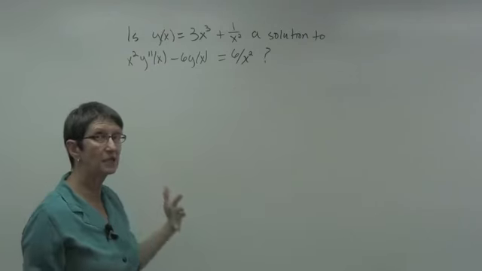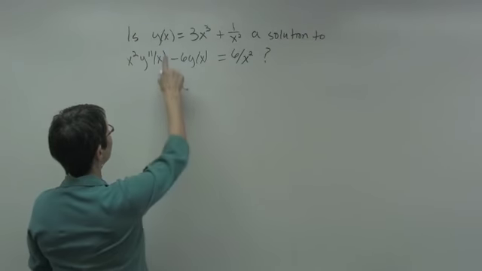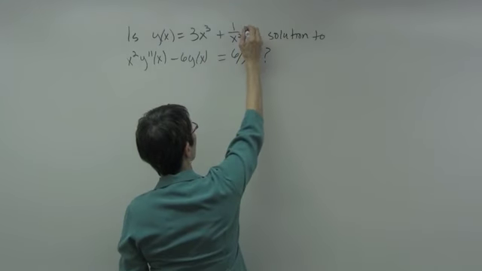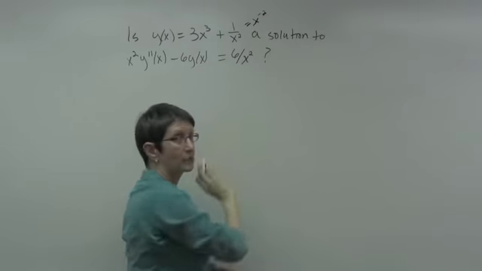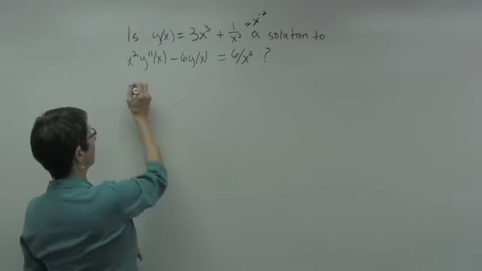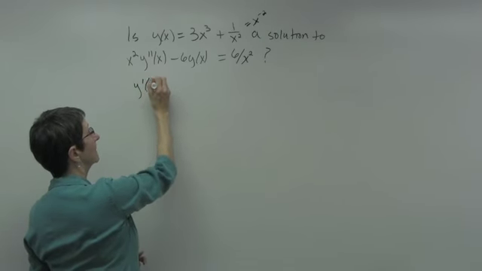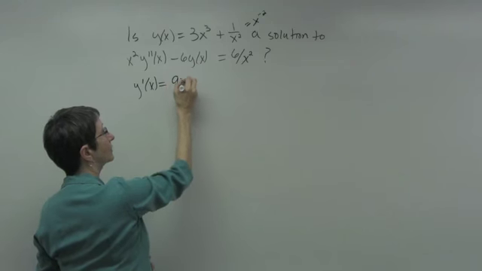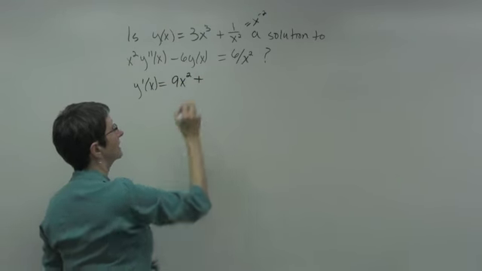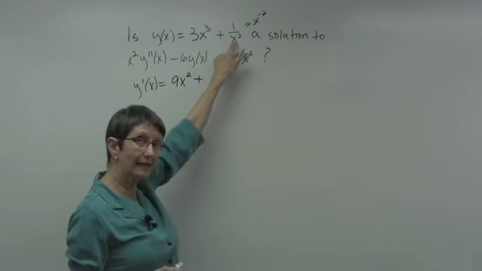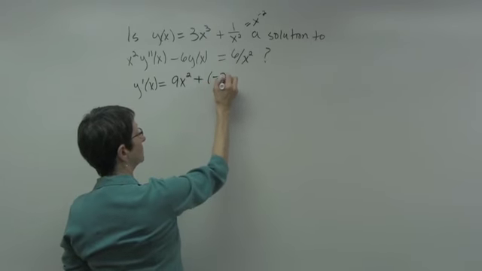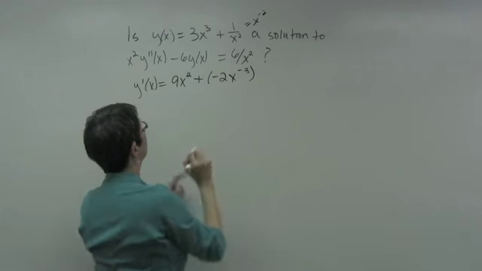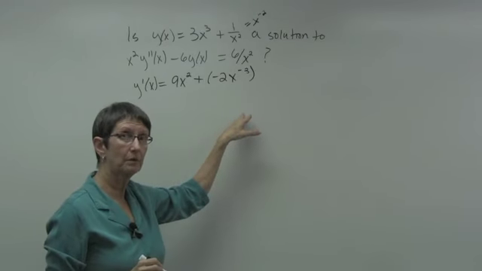And here we have y double prime. So this is our y, and remember that 1 over x squared is x to the negative 2. So if I want to find y prime of x, I'll take the derivative: 3 times 3 is 9x squared, plus, and I need the derivative of x to the negative 2. Negative 2 comes around, times x, subtract 1 gives me negative 3. So this is y prime.